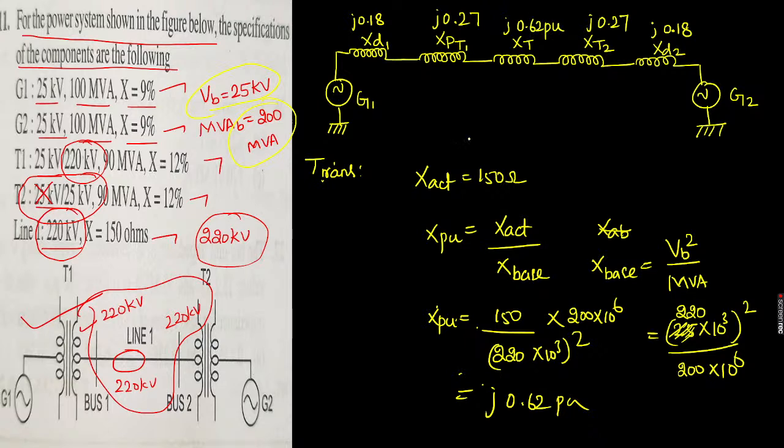That's all. Here I made a small mistake, kindly forgive me. The transmission line voltage was clearly given in the question, that is 220 kilovolt. I took 25 kilovolt. That's why I got the wrong answer.